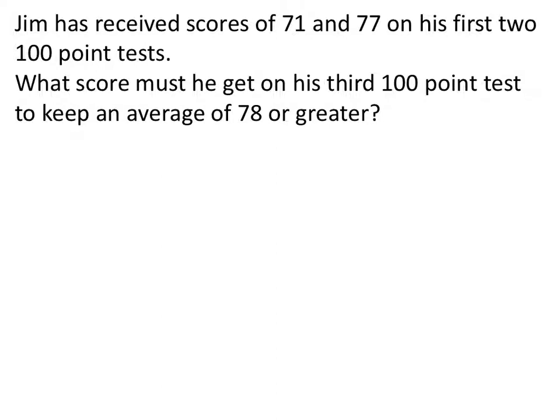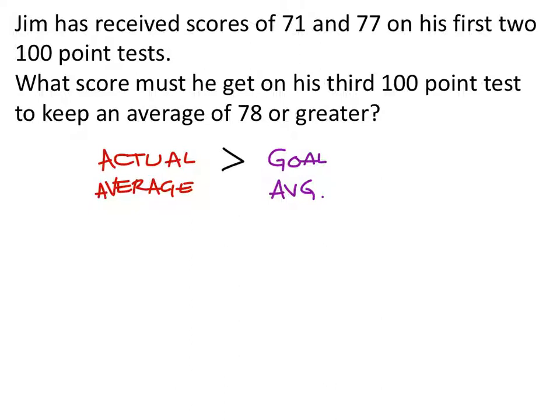Okay, so we want his scores, and we'll compare that to his, I guess it's his goal average. Specifically, he wants his actual average to be more than, but he'll take the 78 if he can get it, right? So his goal average is actually the 78 or greater, but the lowest he'll go is 78.